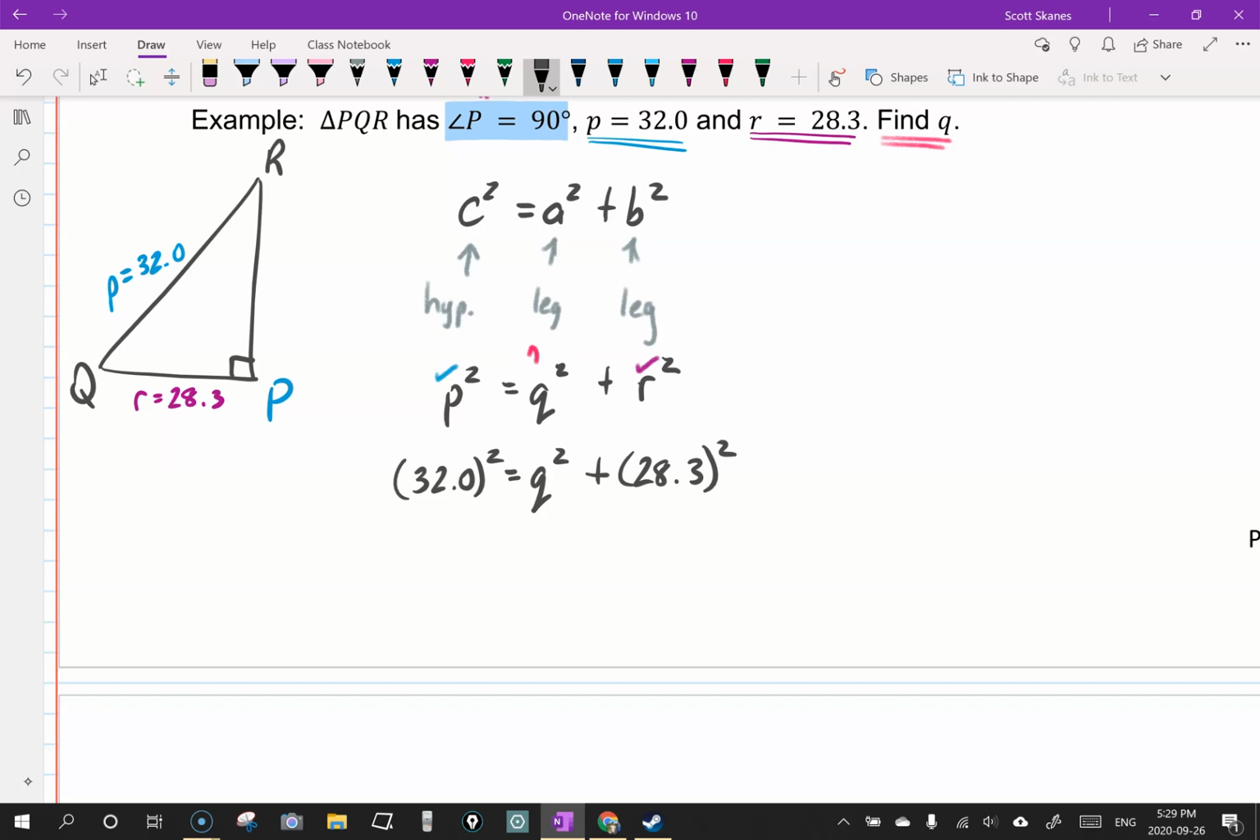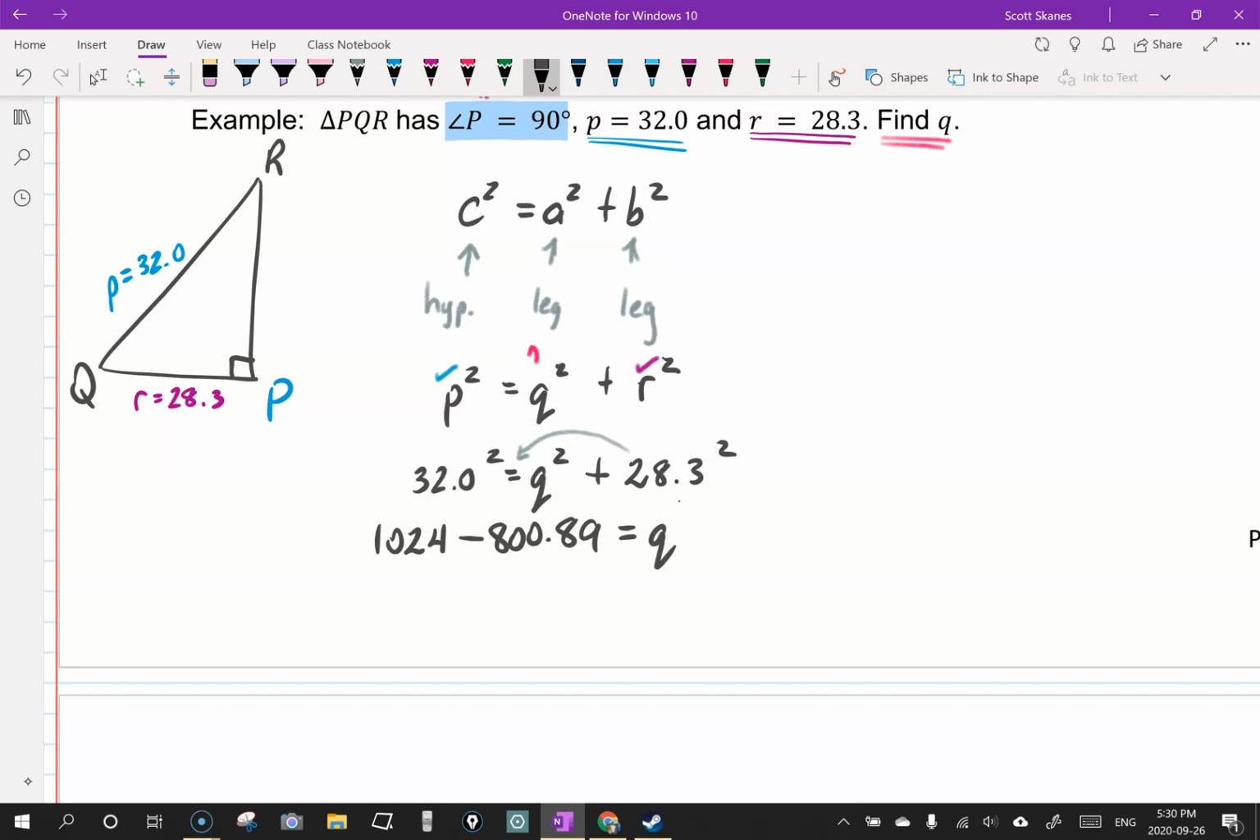And really we don't need those brackets there, but I was a little bit nervous just in case we're going to have negatives, but I don't want to confuse you too much, so maybe let's keep those brackets out just to clean it up a bit. I'm going to bring my number over here, and I'm going to square both. So 32 squared is 1024. I'm going to bring 28.3 squared over.